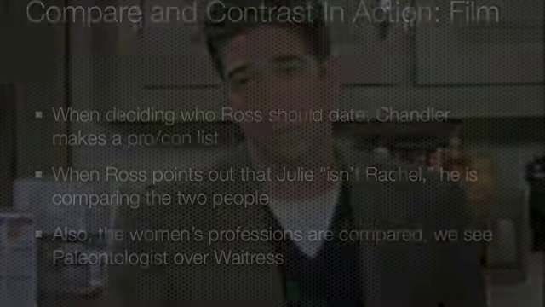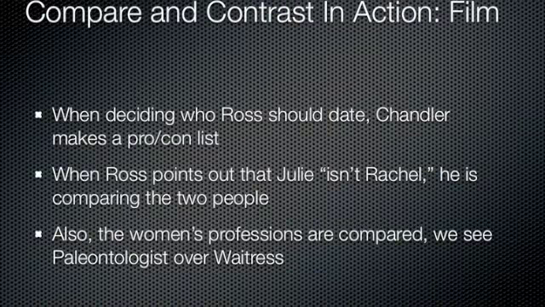She's not Rachel. So here we've seen a movie showing comparison and contrast in action. Ross is trying to figure out who to date, and Chandler, using his fancy new laptop, is going to make him a list. So there are two major comparisons made. One, Ross points out that Julie, quote, isn't Rachel. So he's comparing the two women. And then he also compares their professions. He says that Julie's job as a paleontologist is more of a pro than being a waitress.